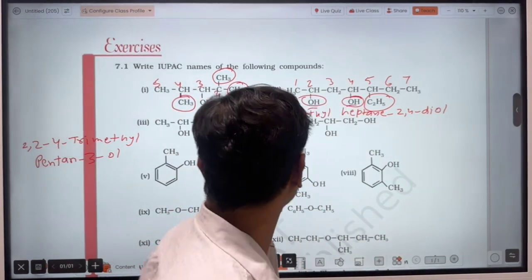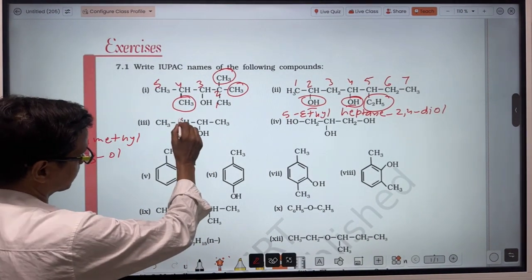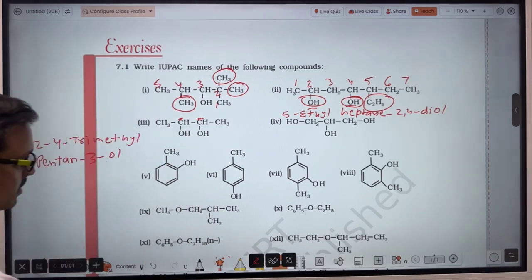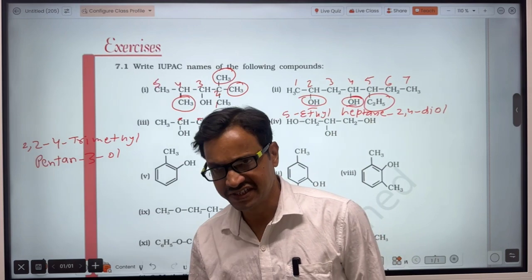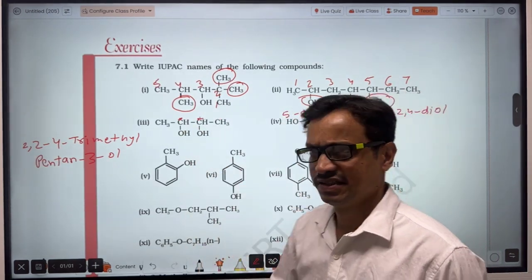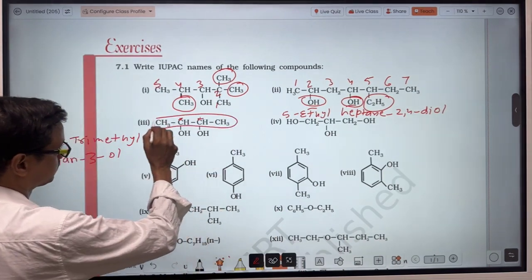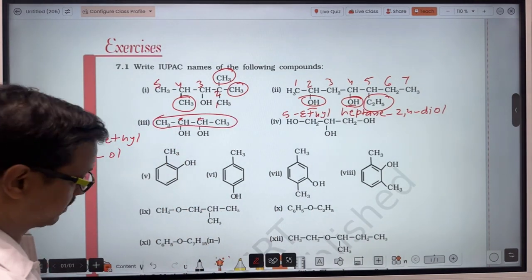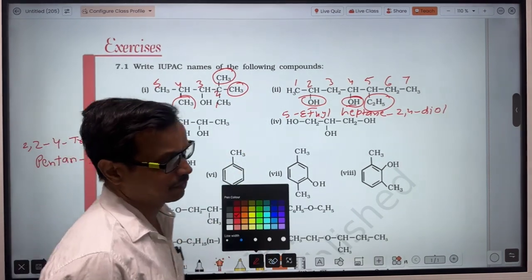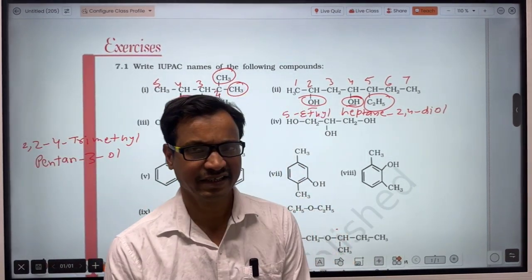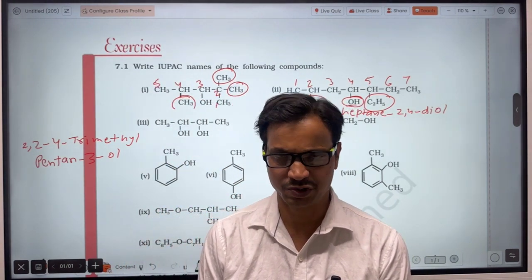Okay guys, now let's see the next one. In this compound, this carbon is containing the functional group and this carbon is containing the functional group. So we will have to select that carbon chain which will include this carbon and this carbon, and so this will be the chain. After that you will have to do numbering. So when you do the numbering, you will have to do it in such a way that the carbon containing the functional group will acquire the lowest position.